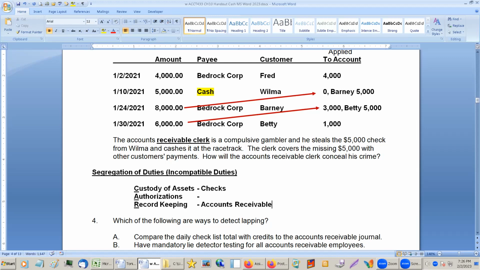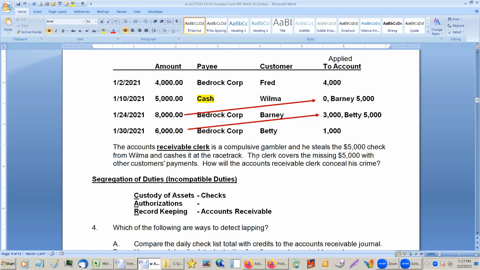Now, if the clerk has the authorization to write off accounts, that's even worse, because then they can just take the check right off the account and nobody knows. But you have to keep these separate. So basically, record keeping should only get the list of checks that are received. So with segregation of duties, the accounts receivable clerk should never get the checks. This is a problem.